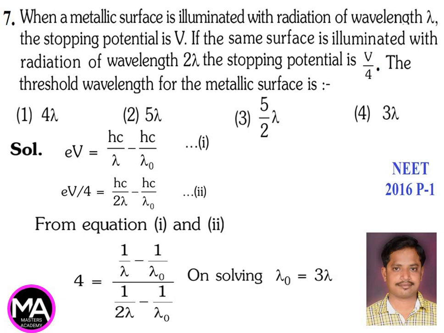On solving, you will get lambda naught is equal to 3 lambda. That is, the threshold wavelength is nothing but 3 times the wavelength of the incident light or incident radiation. Therefore, option is fourth one, 3 lambda.